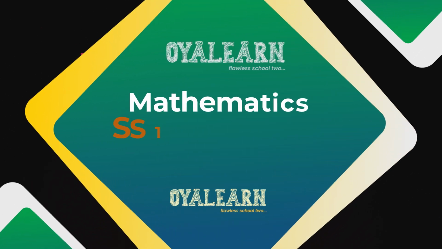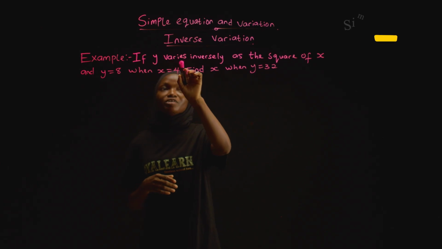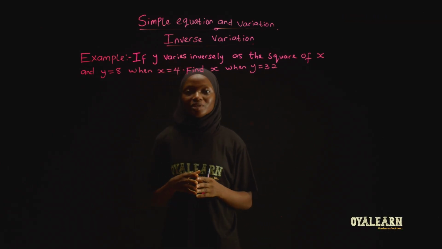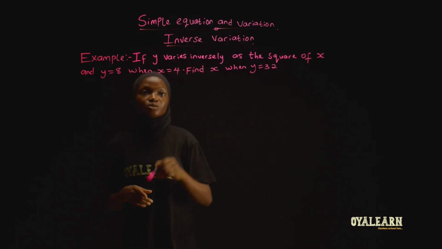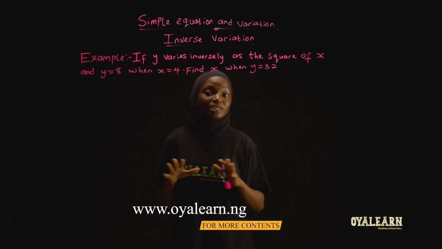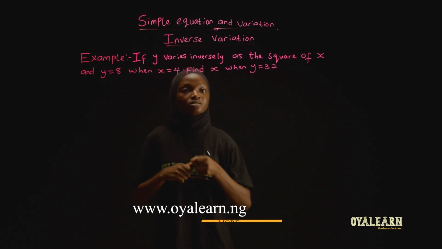This is an example on inverse variation. And this question says, if y varies inversely as the square of x. Now the square of x here means x raised to the power of 2, that is x squared, and y equals 8 when x equals 4. We are to find x when y equals 32. To do that, we first find the formula connecting y and x.